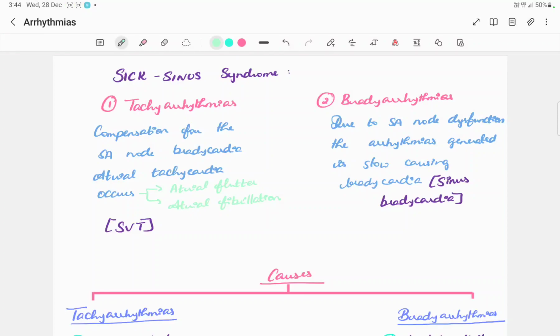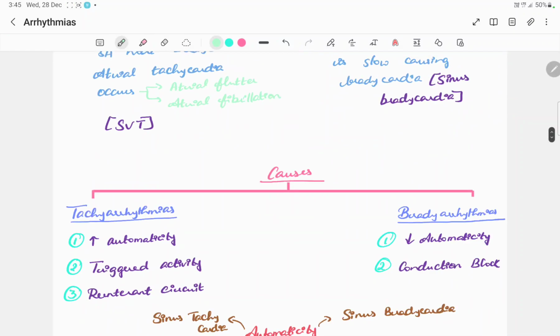There's a dysfunction of the SA node which will cause an arrhythmia, and this will cause bradyarrhythmias. So that type of bradyarrhythmias is called as sinus bradycardia because the SA node is involved, which we already saw. So this SA node dysfunction leading to sinus bradycardia will lead to a compensatory mechanism by the atria, which causes atrial tachycardia. So that type of tachycardia is atrial flutter or atrial fibrillation.